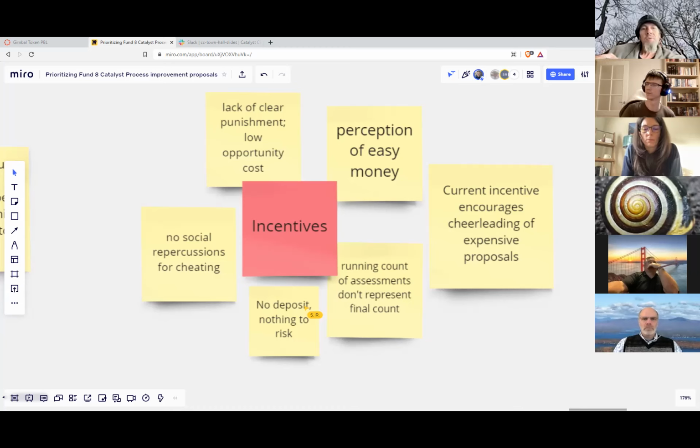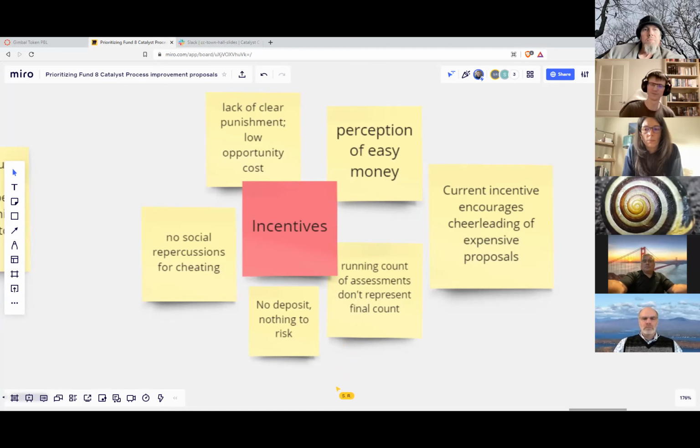Running count of assessments doesn't represent final count. During the CA process, Victor generally produces a lovely dashboard, which we all love, and it keeps account of where we're up to. I think this time we got to 7 or 8 assessments per proposal. It potentially needs some improvement, because it doesn't filter out things that are poor assessments.